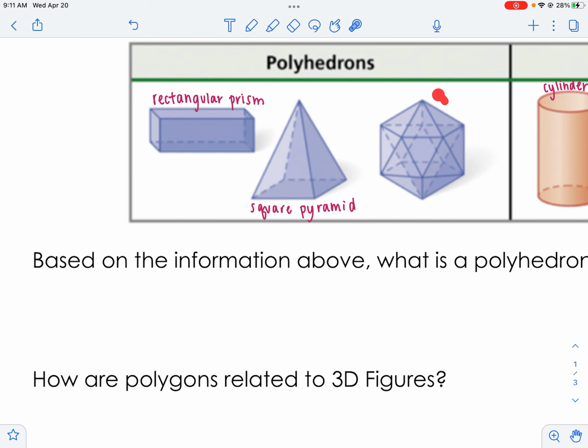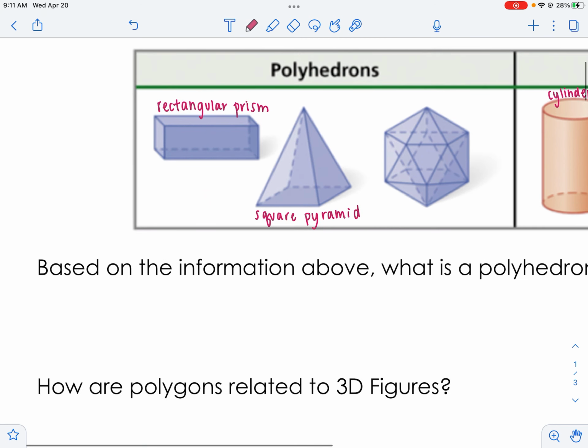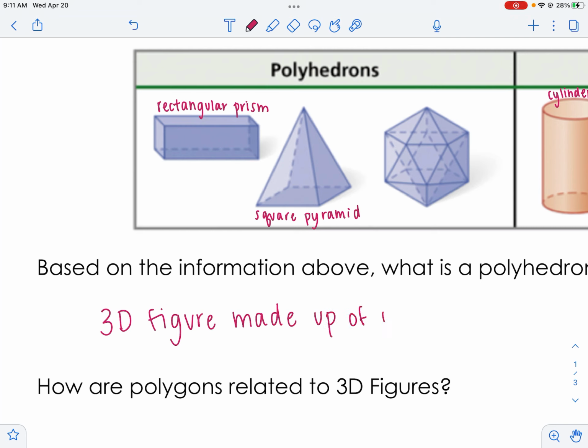So if we take a look at the ones that are polyhedrons and the ones that are not polyhedrons, we can see that they're all 3D figures, but the polyhedron is made up of polygons, which have straight edges. So a polyhedron is just a 3D figure made up of polygons, which have straight edges.